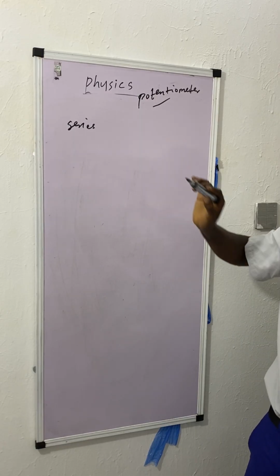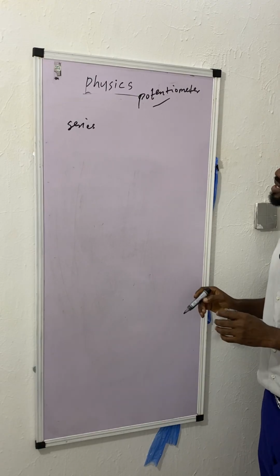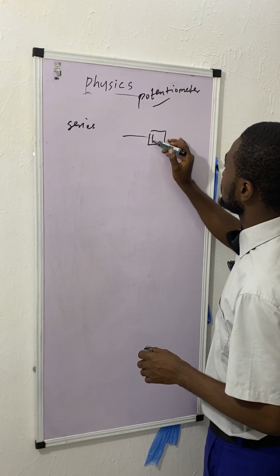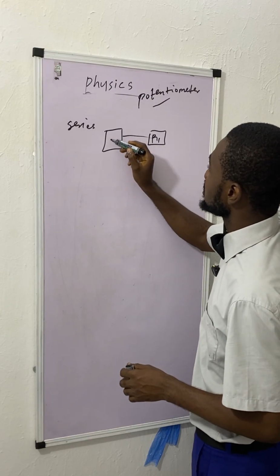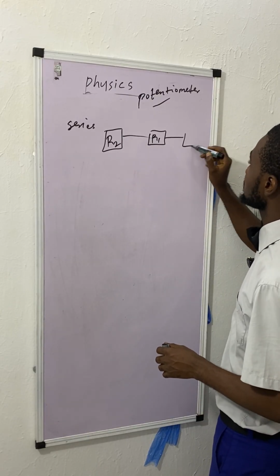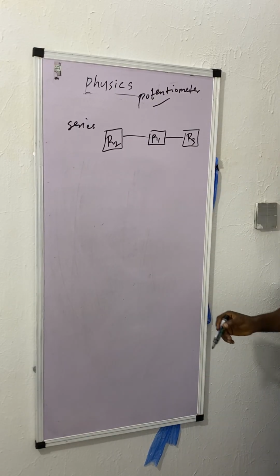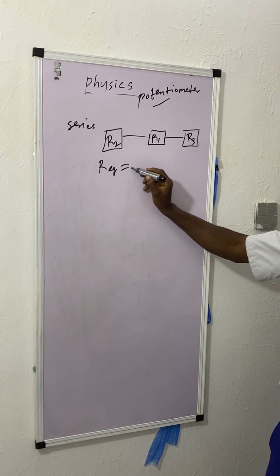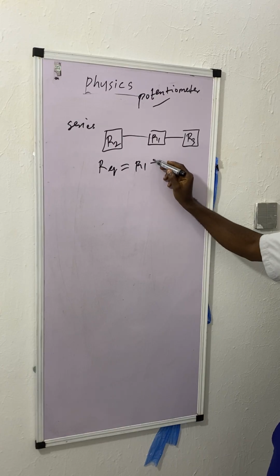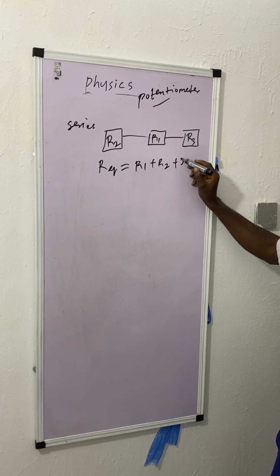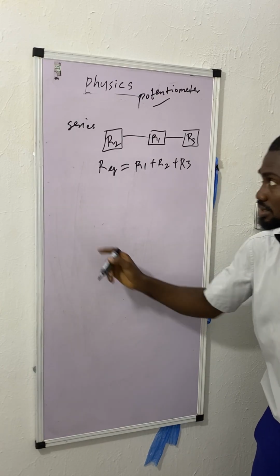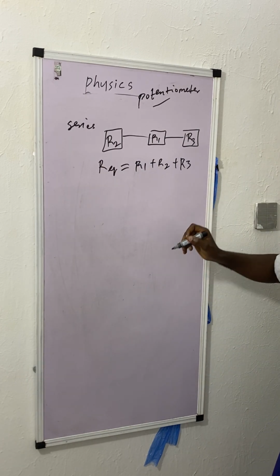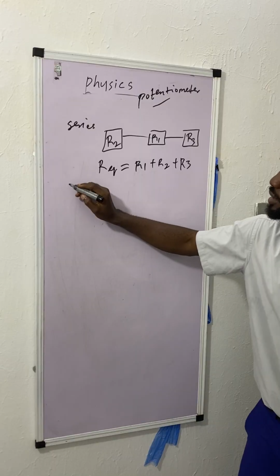Series means in resistance, series connection means that it is connected straight. Maybe this one is resistance 1, this one is resistance 2. No branch, it is connected straight. The formula is usually given as this: resistance is equal to R1 plus R2 plus R3. But if it's in capacitance, if it's connected in series, we will now do 1 over plus 1 over. You see, it's solely in capacitance that it is opposite.